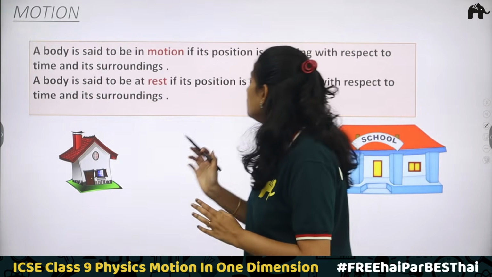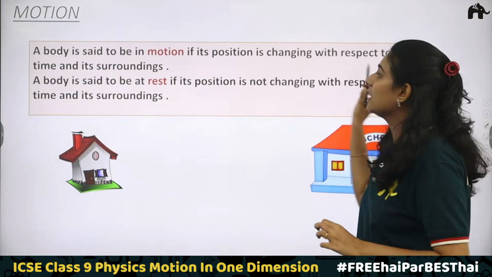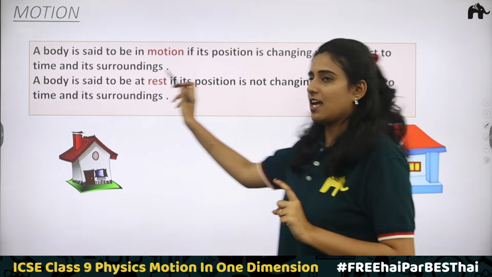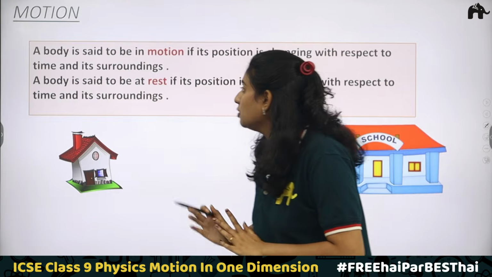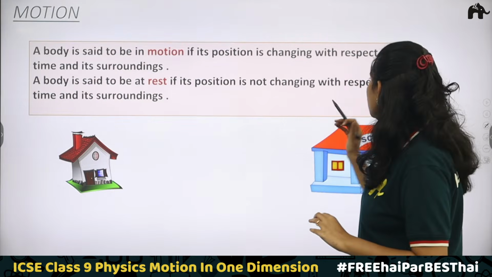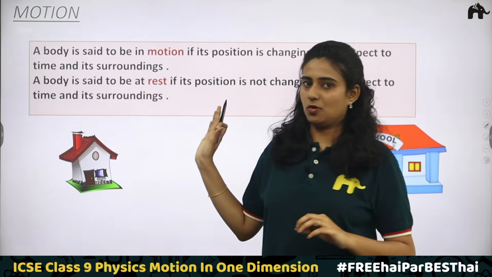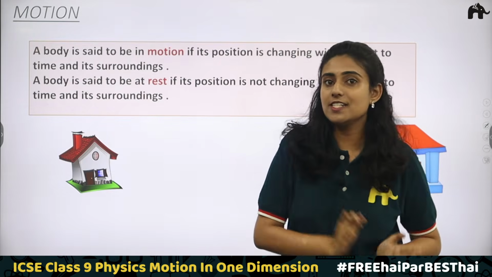A body is said to be in motion if its position is changing with respect to time and its surrounding. A body is said to be at rest if its position is not changing with respect to time and its surrounding. Clear? Got the idea what motion is and what rest is?